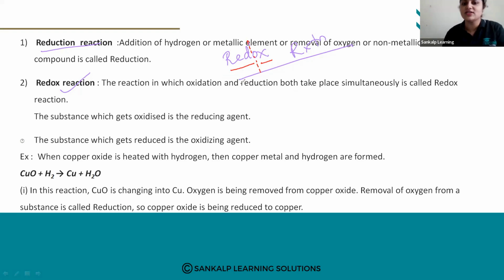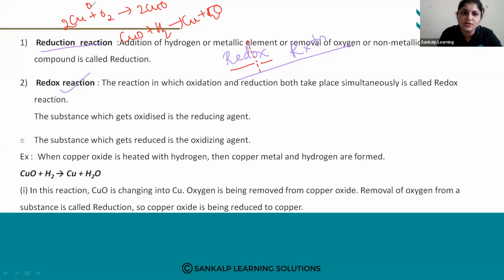Just now I gave you one example each. You have seen separate examples: copper plus O2 giving you 2CuO, then another was CuO plus H2 giving you Cu plus H2O. So these are two different reactions. This is the oxidation reaction, this is the reduction reaction.